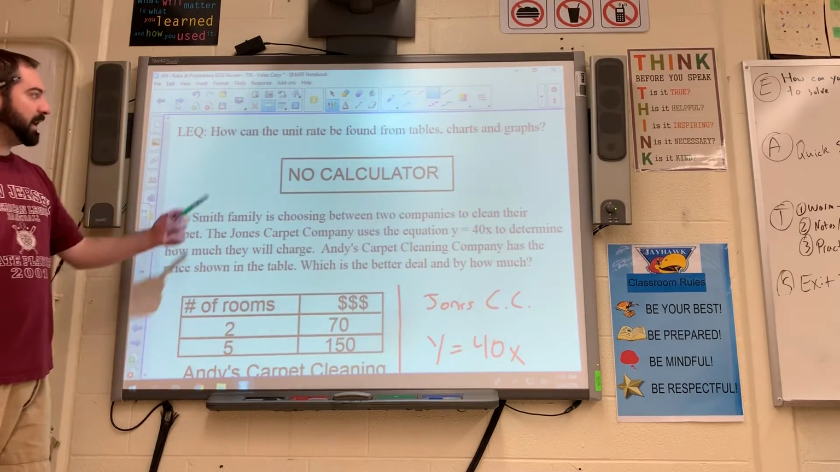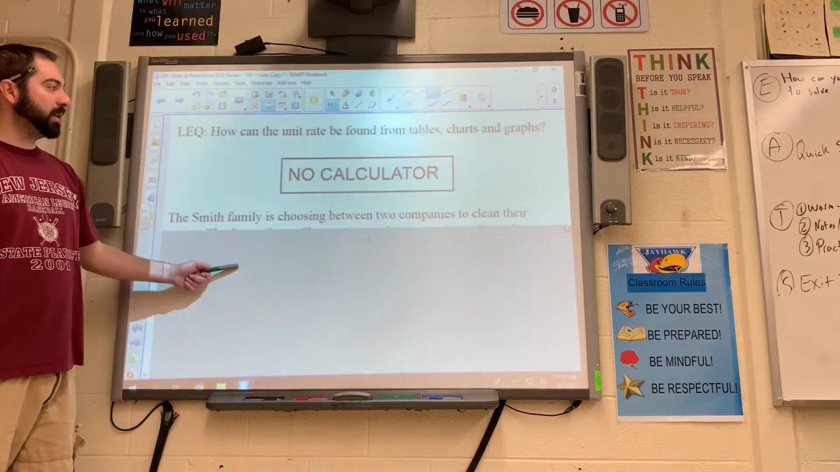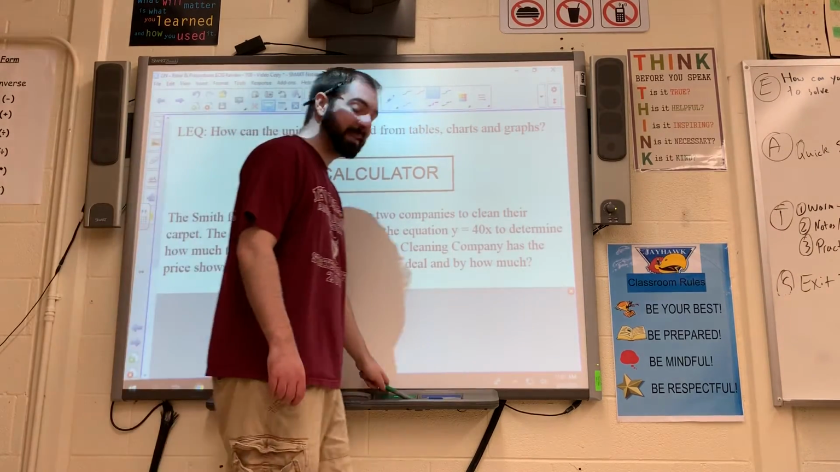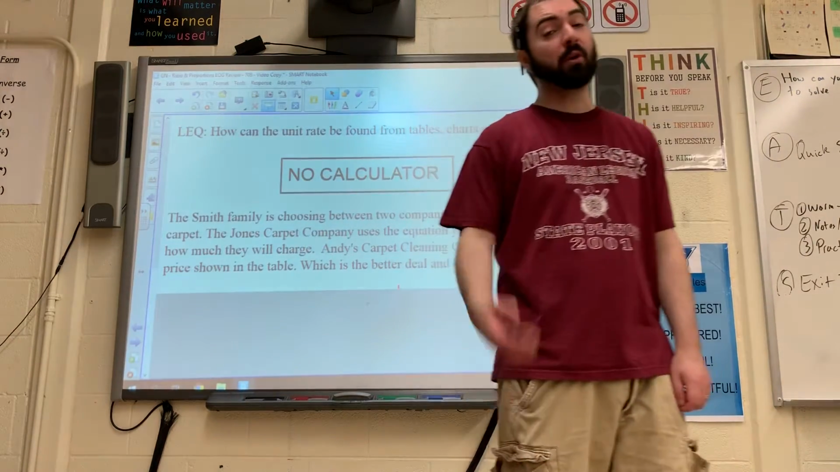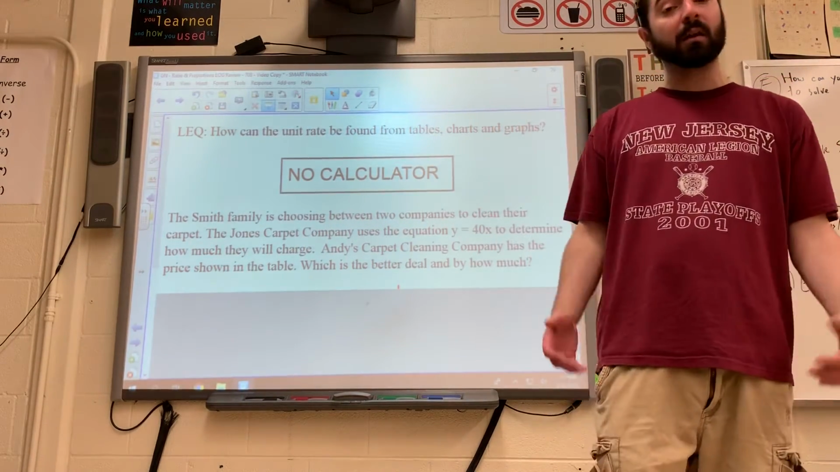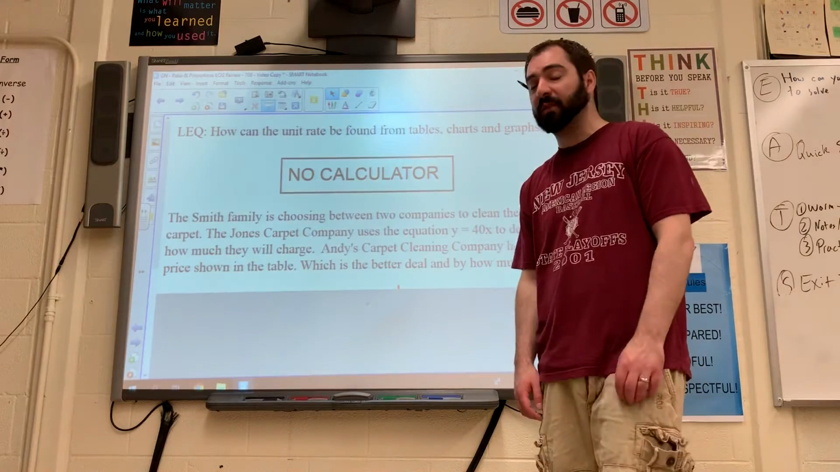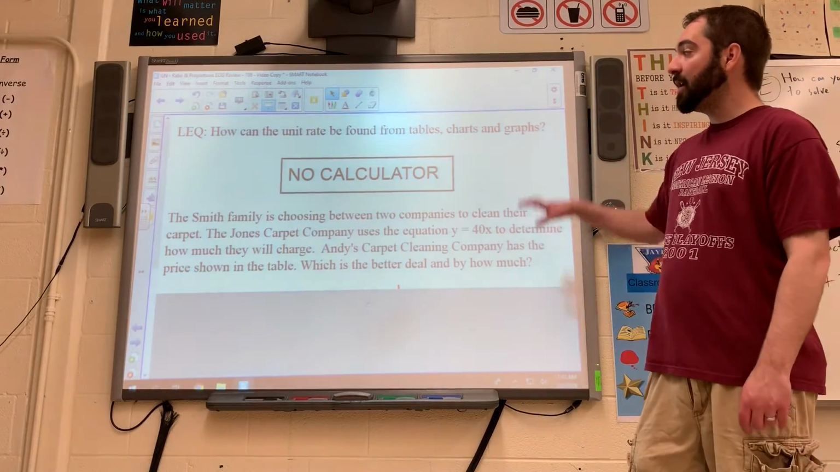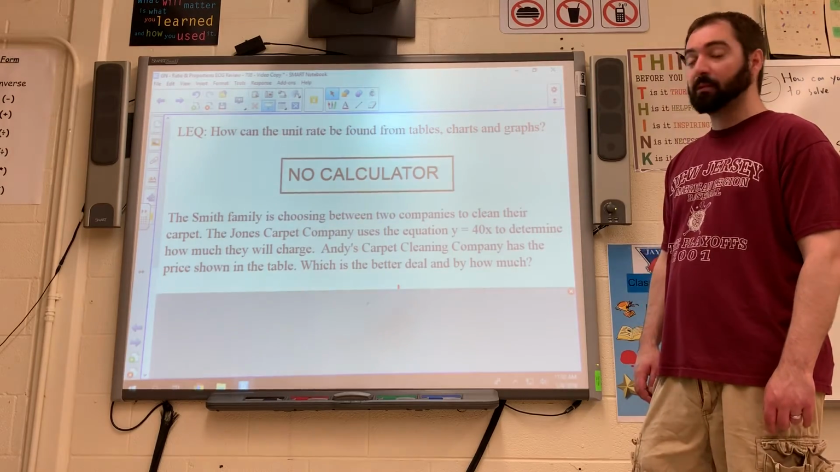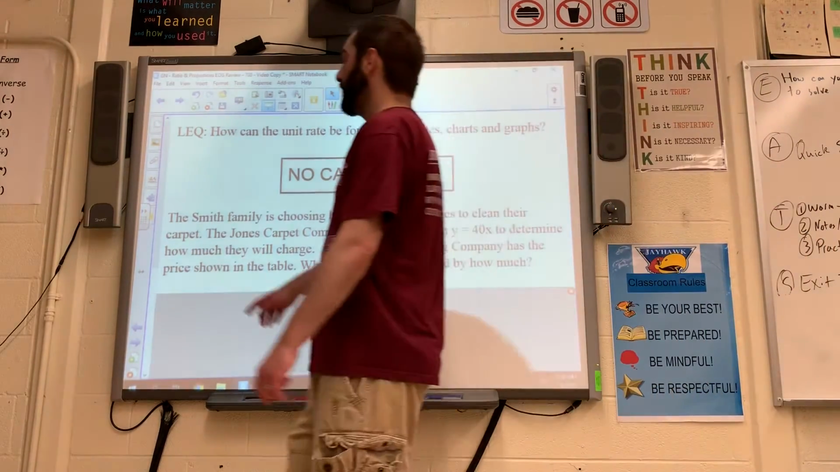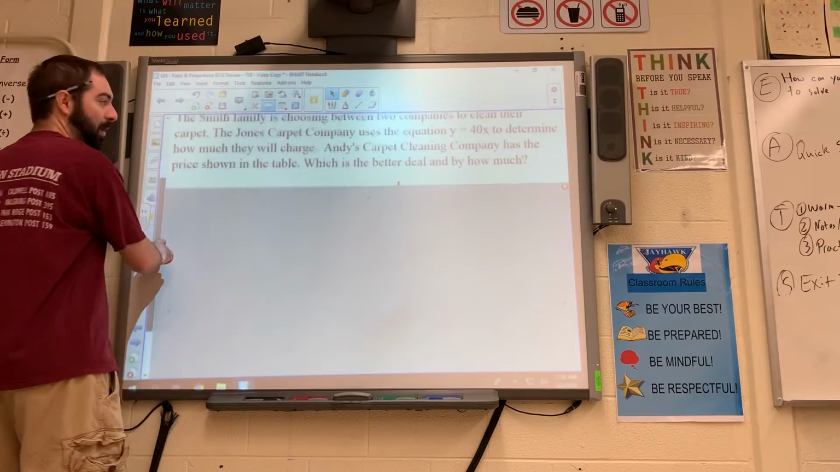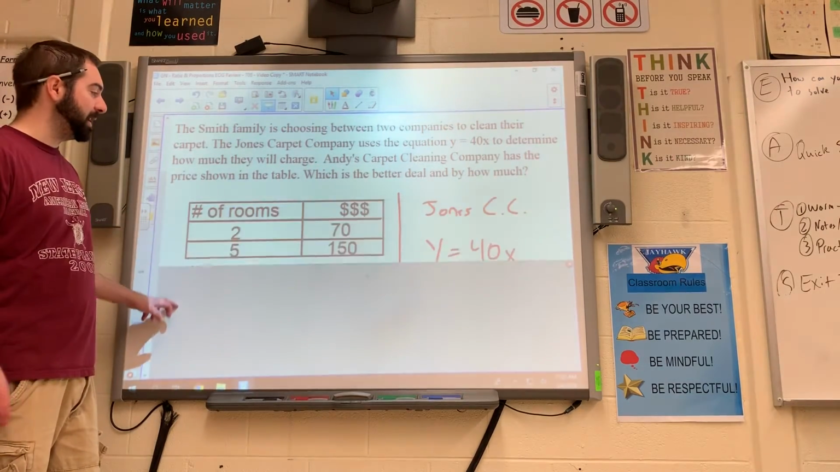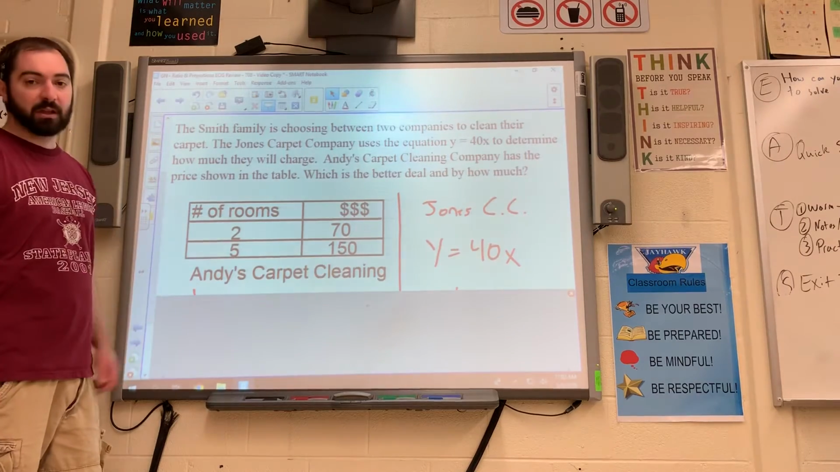All right, today we are going to be doing unit rate problems. This time the information is going to be presented a little bit differently. We're going to be using tables, charts, and graphs, sometimes called constant of proportionality. The constant of proportionality is just another fancy term for unit rate. We're trying to find one of something. So, how can unit rate be used to find from tables, charts, and graphs? Again, no calculator today. Tomorrow we get back to some problems with a calculator. So, we have a little bit of a scenario here, and they give us a chart.